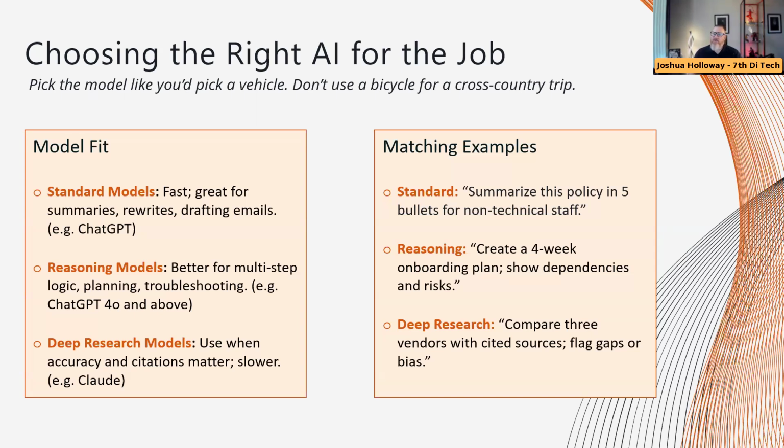So deep research, compare 3 vendors with cited sources, flag gaps or bias. Think about how much time we would put into finding that. Obviously, it's going to turn it around in seconds or a minute. It just depends on how long it's going to be going through that information and how long it takes to bring it back, thus saving us time because we've instructed our capable intern, if you will, to do that job while we're going off and doing everything else.